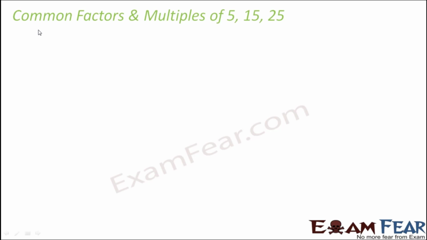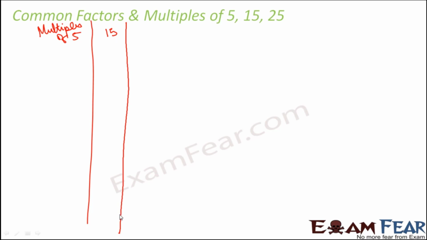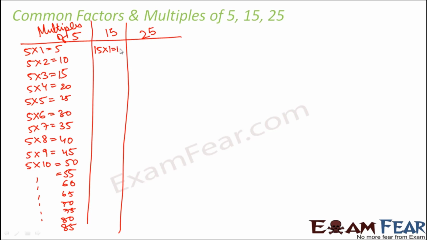Here also we will follow a similar approach where we will first write down multiples of each of these numbers. So multiples of 5, then multiples of 15 and then multiples of 25. Similarly, when we write down multiples of 15, it would be something like this: 15, 30, 45, 60, 75, 90, 105, 120, 135, 150 and so on.